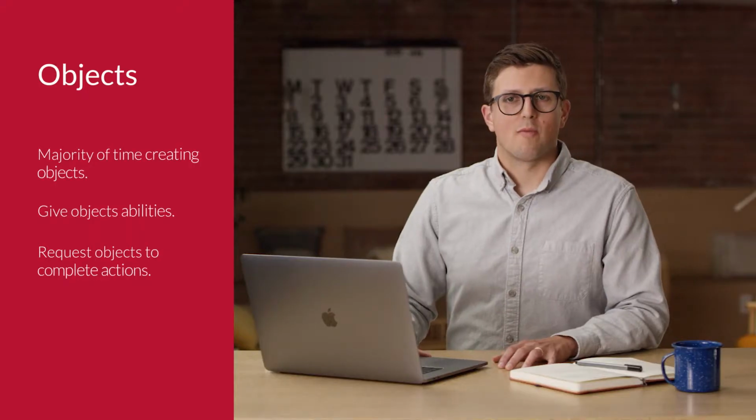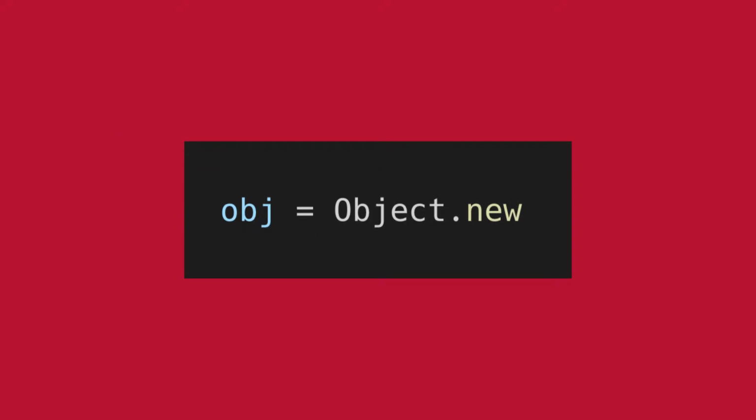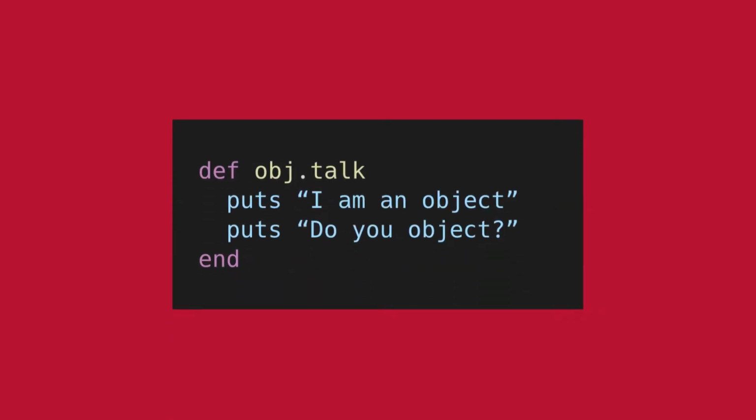Writing a Ruby program requires you to create your objects so that each object has a clearly defined role and can execute the actions for that role. In order to create an object, we can write this. We now have an object and a variable by which we can reference it. To give an object behavioral abilities, we need to define methods for the object.